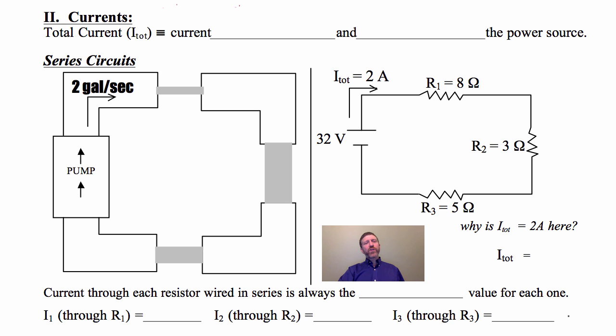Now let's move on to currents and how currents behave in series and parallel circuits. Let's start with the meaning of the total current, or you could call it the current through the power source. Sometimes it's called total current, which is the current entering and leaving the power source, like the battery.